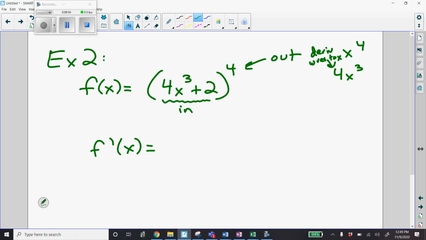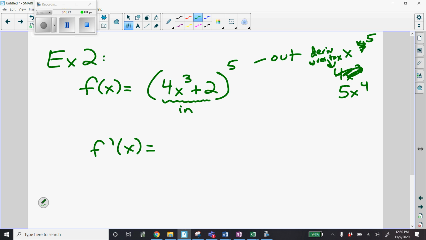I realize now that I probably should have written, let me change this to a 5, because the 4s are too similar. Sorry about that. So my outer function here is like x to the fifth, and I know the derivative of x to the fifth is 5x to the fourth. But again, I don't want to do the derivative of the outside with respect to x. I want to do it with respect to the inside.